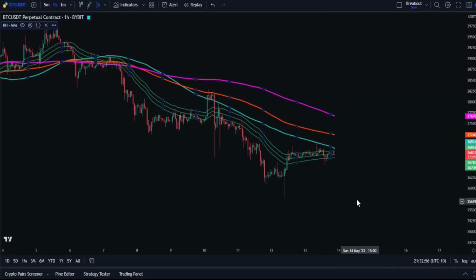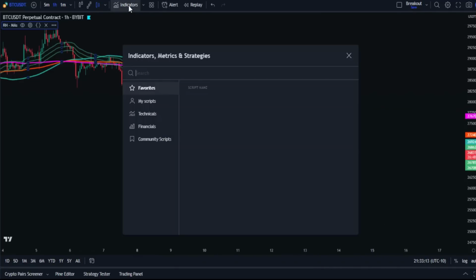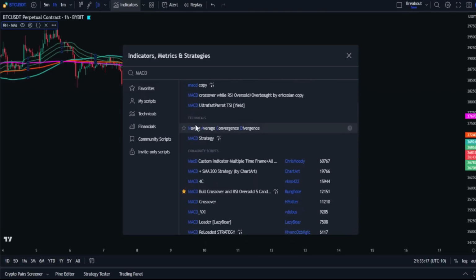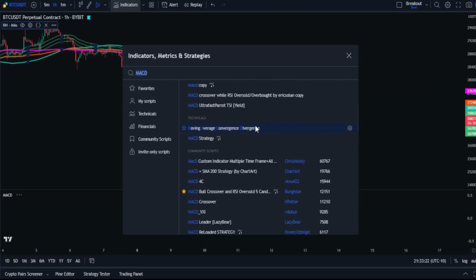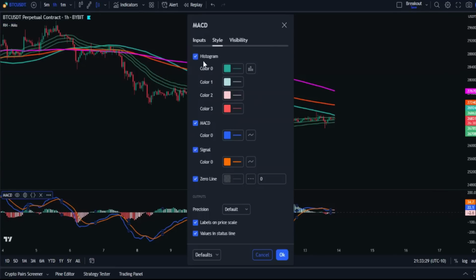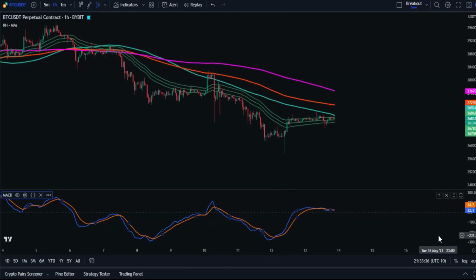Now let's find the second indicator in the same way. In the search field, type MACD. And choose this indicator under the technical section here. Then, open the MACD indicator settings as well. In the style section, untick the histogram. You can leave it as well, but to clarify the explanation, we will remove it for now.